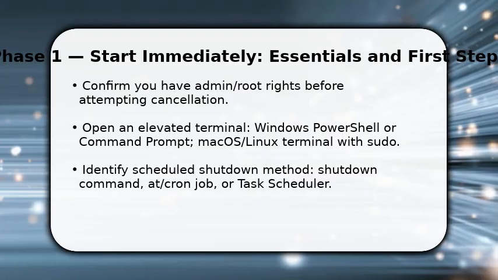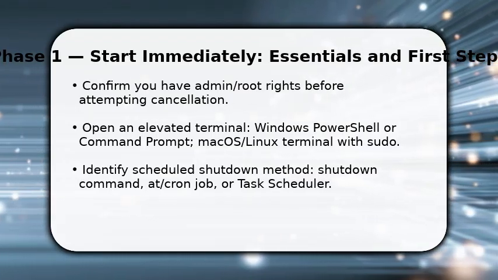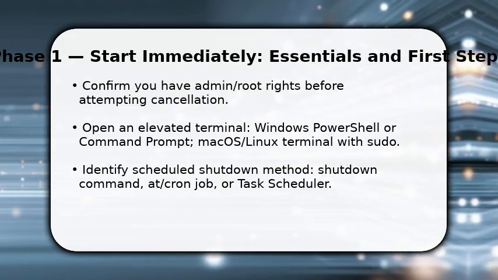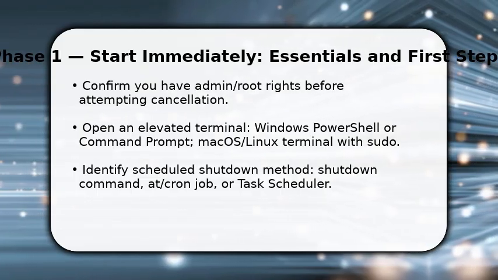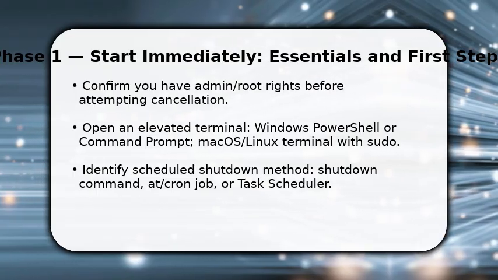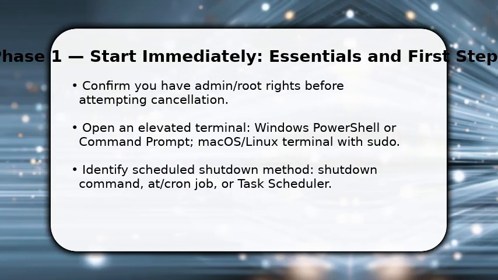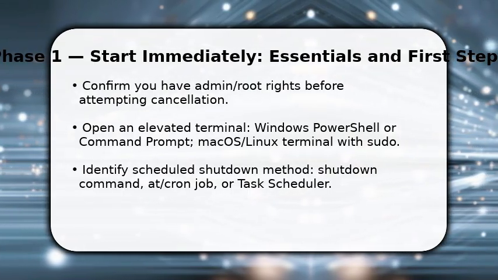You need admin or root now, so open an elevated shell and act quickly. First, identify how the shutdown was scheduled: a direct shutdown command, a cron job, or a Task Scheduler entry. Once you know the method, you can pick the right cancel command. For Windows, prepare to run shutdown /a in an elevated prompt. For Unix-like systems, prepare sudo and plan to cancel with the shutdown utility or remove the scheduling job.